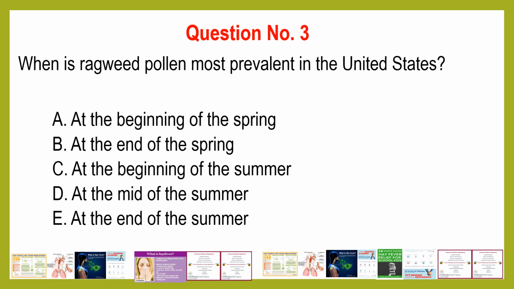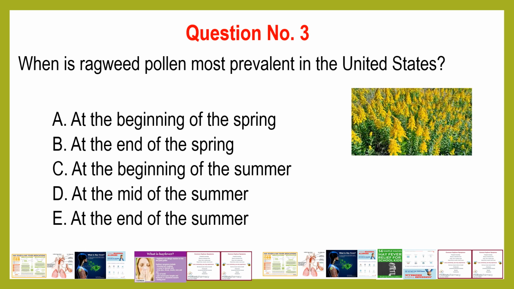Question number 3. When is ragweed pollen most prevalent in the United States? A. At the beginning of the spring. B. At the end of the spring. C. At the beginning of the summer. D. At the mid of the summer. E. At the end of the summer. To answer question number 3, let's be back to paragraph 2.